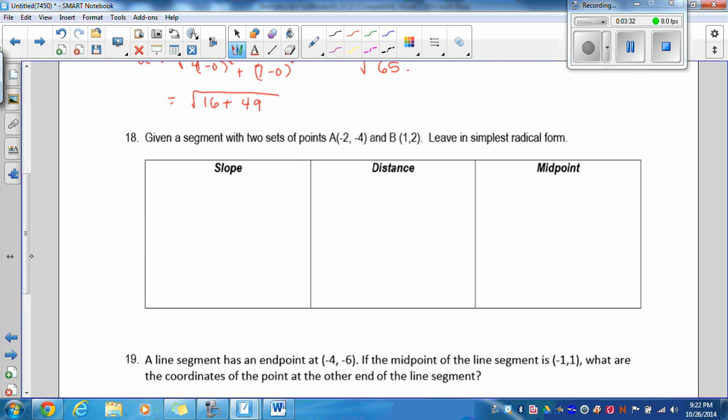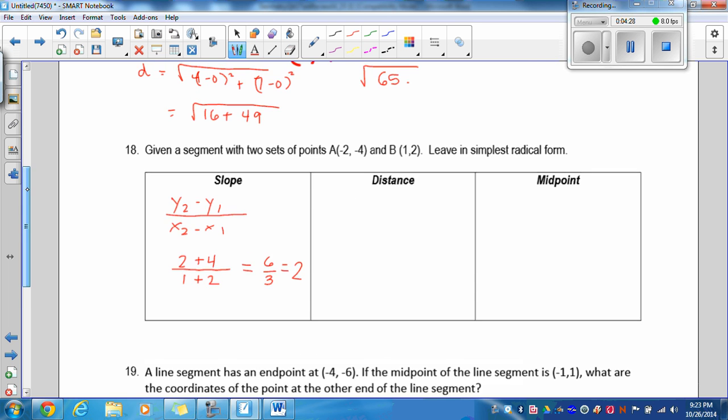Number 18. Given a segment with these points, we want to find the slope. So if you'll recall, the slope is change in y, so it's y2 minus y1 over x2 minus x1. So we'll find the slope. So it's going to be 2 minus -4, which is going to turn out to be plus 4. So 2 plus 4 over 1 minus -2, so that's plus 2. So this is going to be 6 over 3, and this is not 1/2. A lot of people mix this up. The slope here is 2.